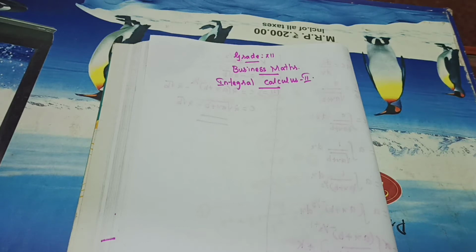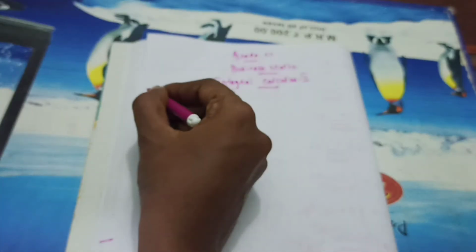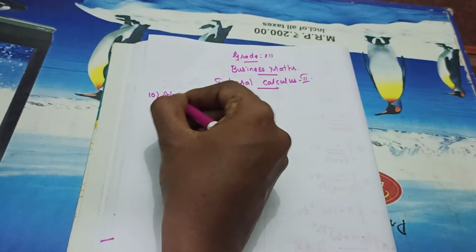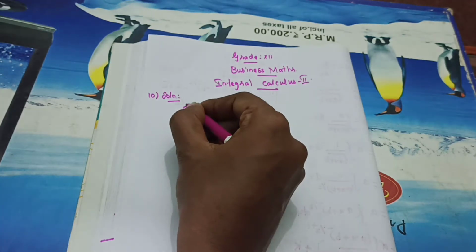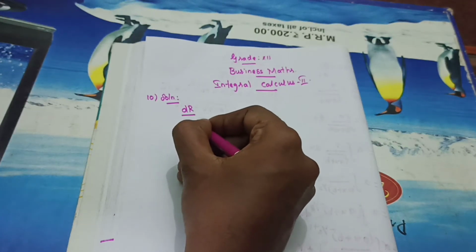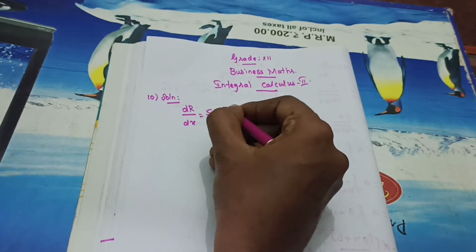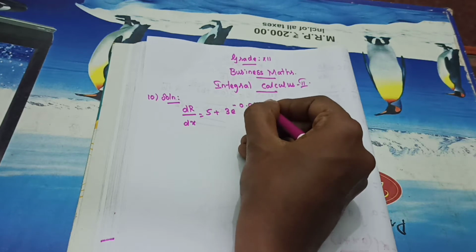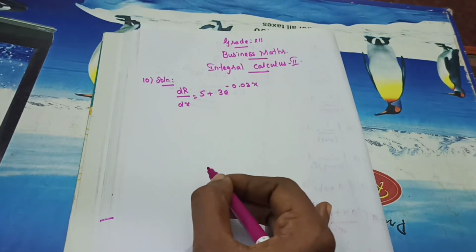Okay students, so here they say marginal revenue. Marginal revenue means dR by dx. When I'm teaching the examples, that's the value given. Solution: marginal revenue is given, that is dR by dx equals 5 plus 3 into e power minus 0.03x. Okay, so now you can integrate.